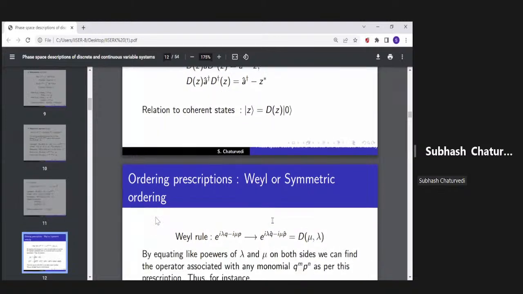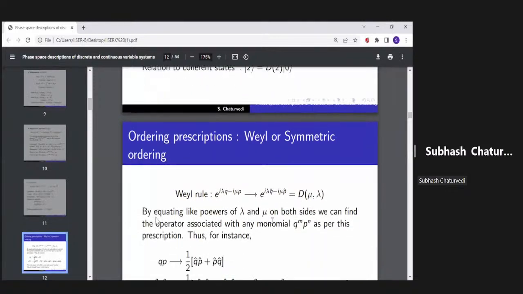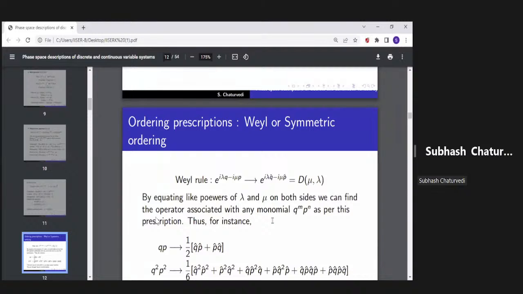Now we come to the first of these ordering prescriptions, which is called Weyl or symmetric ordering. Here also, again, I will sketch the ideas, and you can then check them for yourselves. And if there are any typographical errors, you can at some stage bring them to my attention. So this is what I expect from you after you've gone through these slides.